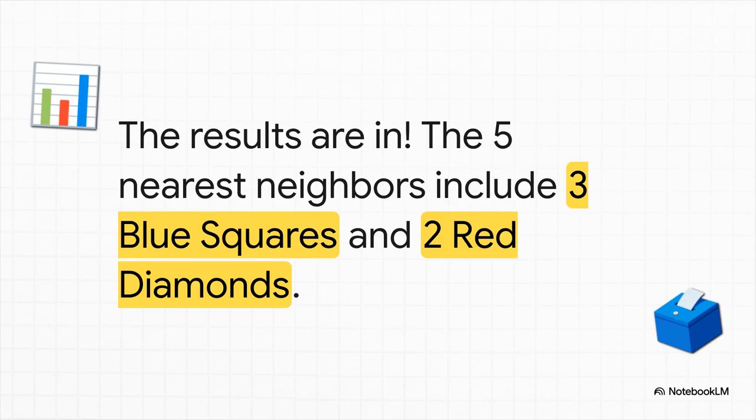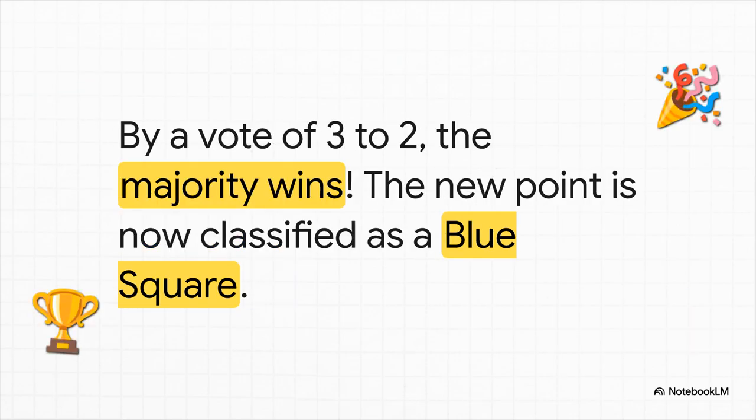So now it's time to count the votes. And the winner is the blue squares. With a majority vote of 3-2, the algorithm makes its decision. Our new green circle is officially classified as a blue square. And boom, that's it. That's the entire prediction from start to finish.